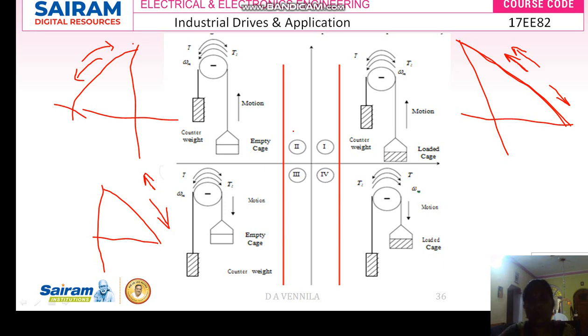This is a very important question. So this diagram is also very important. This is nothing but your forward motoring, forward braking, reverse motoring, reverse braking. So this power will be positive, this power will be negative, this power is positive and this power is negative.